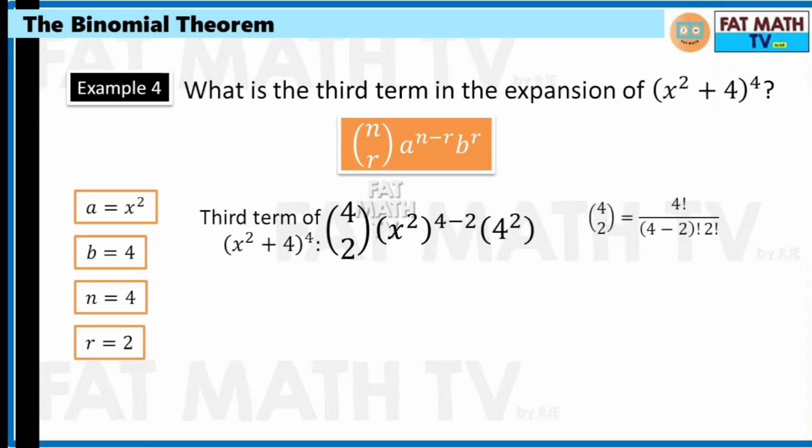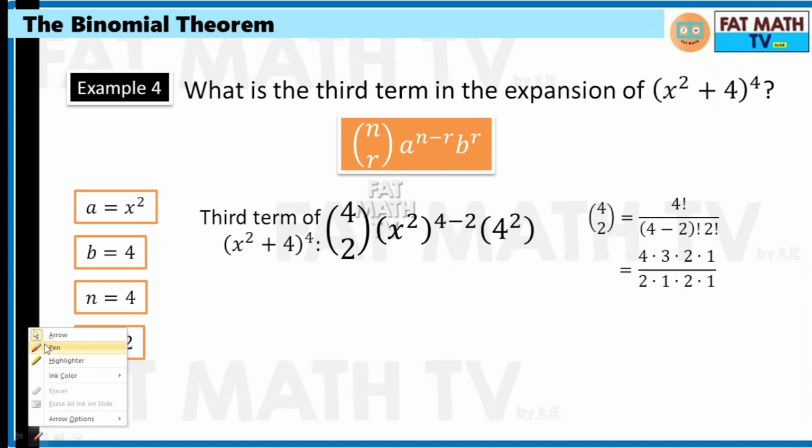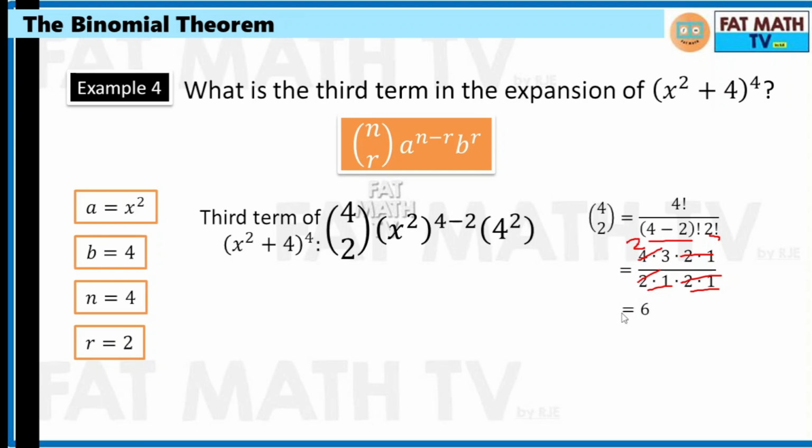4 choose 2 is 4 factorial over 4 minus 2 factorial, 2 factorial. 4 factorial is 4 times 3 times 2 times 1. And 4 minus 2 is 2 factorial. So that's 2 times 1, and then 2 factorial is 2 times 1. And then you can cancel here. And then 4 also with 2, that will be 2. So 2 times 3 is 6. So 4 taken 2 is 6. And 4 minus 2 here is 2, so x squared raised to 2 is x raised to 4. And then 4 squared is 4 times 4, that is 16. 6 times 16 is 96, so the answer is 96x raised to 4.